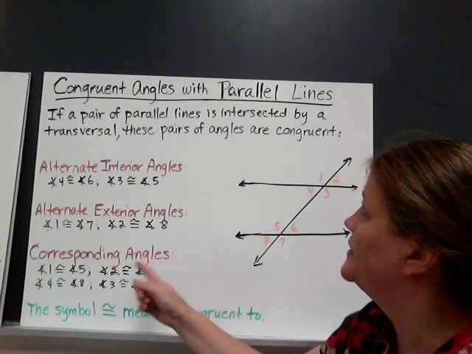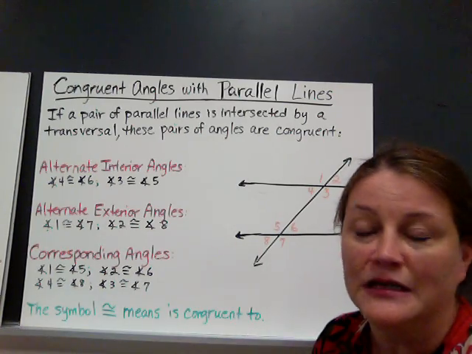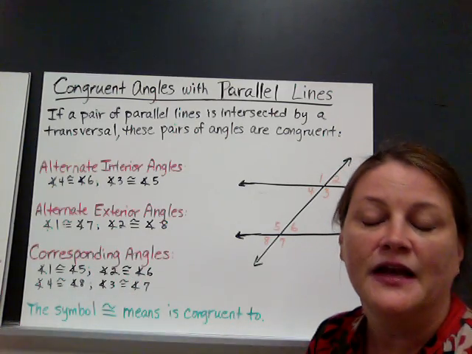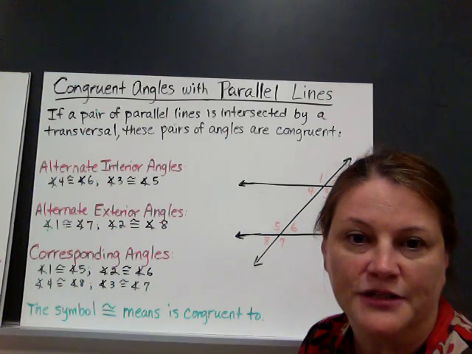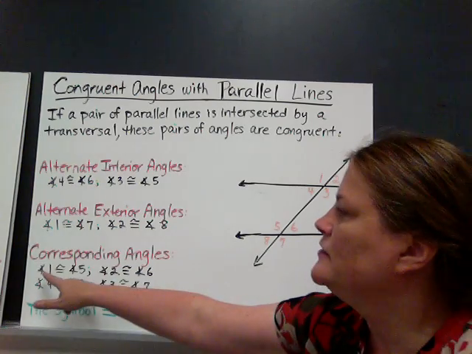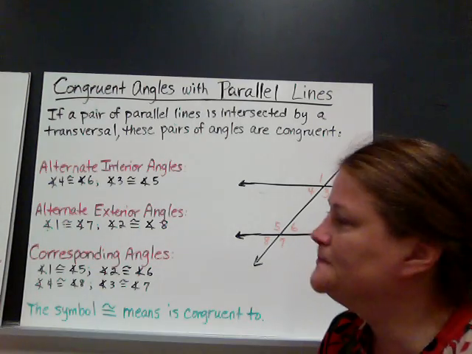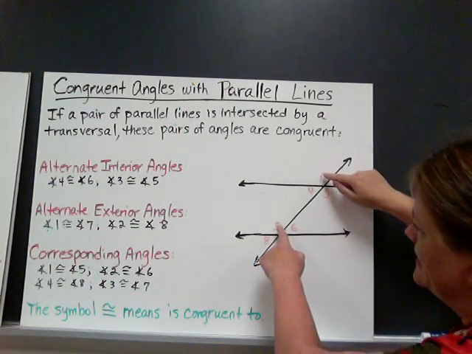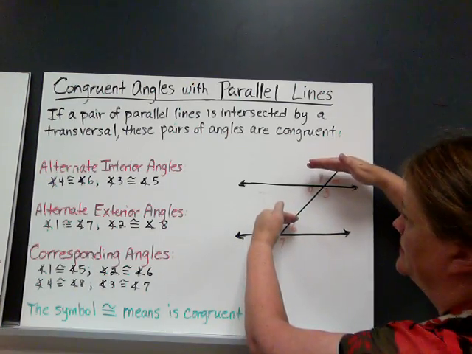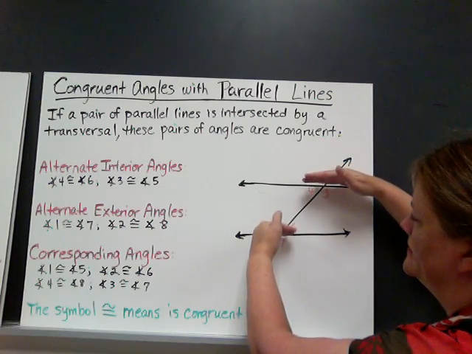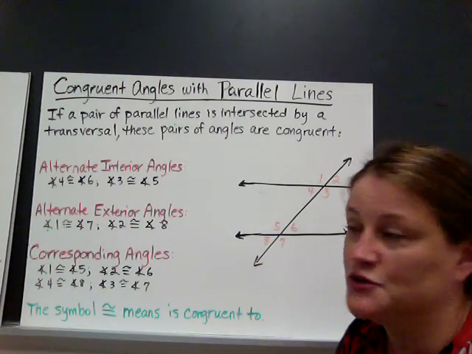The last kind of congruent angles that are formed between the intersection of a transversal and two parallel lines are called corresponding angles. I like to think of corresponding angles as having the same relative location. Let's see what that means. If I look at angles 1 and angle 5, those are listed as corresponding angles that are congruent. So angles 1 and angle 5, they're right here. If I look at their location, it seems that they're both above, right? They both are above the parallel line and to the left of the transversal.